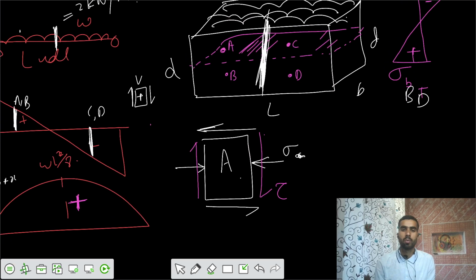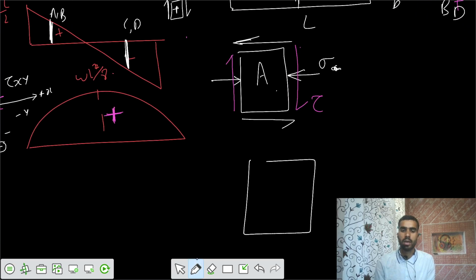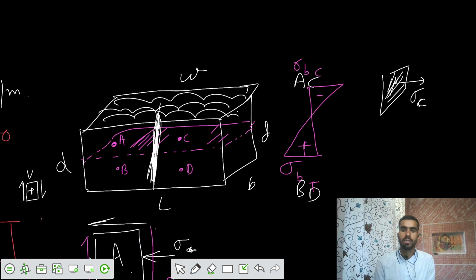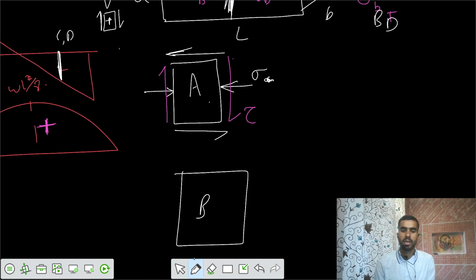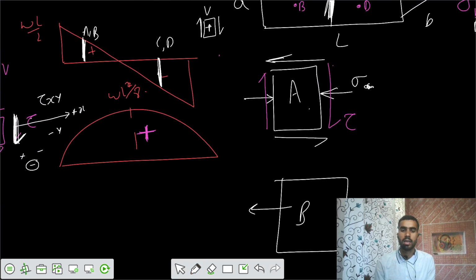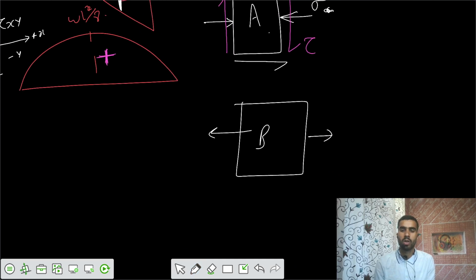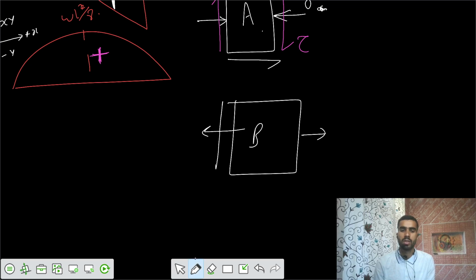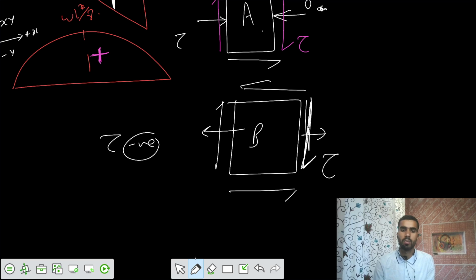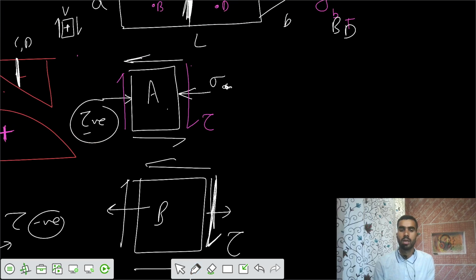Similarly for point B, based on the bending stresses, we have tensile stresses on point B. Point B is on the positive shear force side. Based on the shear force diagram, you have this shear stress downwards from this side, so tau would be negative. For A also tau is negative, but shear force is positive.